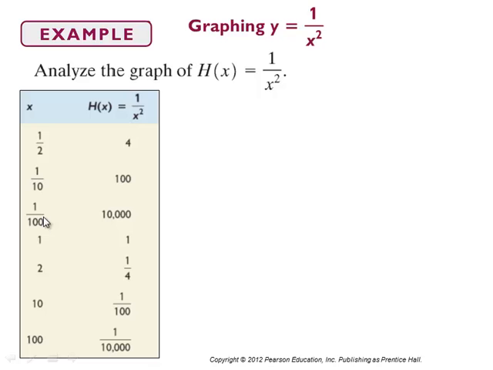And if you were to plug in 1 millionth for x, then you'd have 1 over 10 to the negative 12th, I'm sorry, you'd have 10 to the 12th power, which is an extremely large number. So the closer you get to 0, the larger you get for the function. So what we say in mathematics is that we take the limit as x approaches 0, and the function goes to positive infinity.